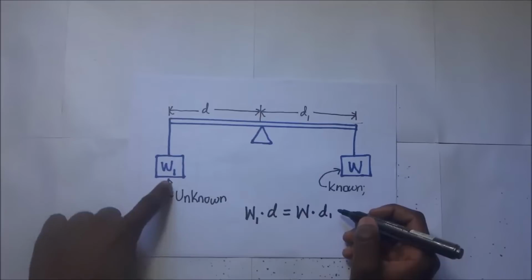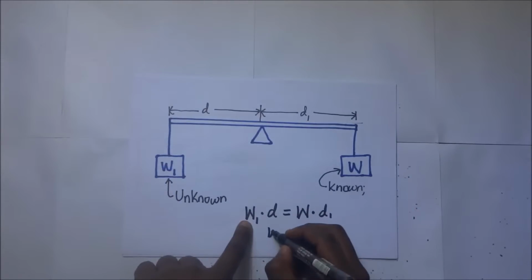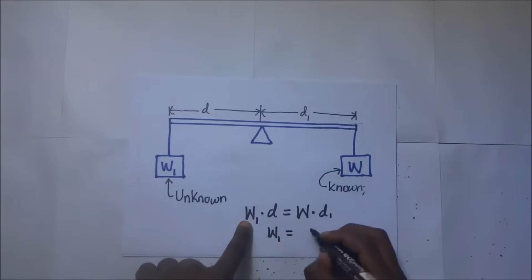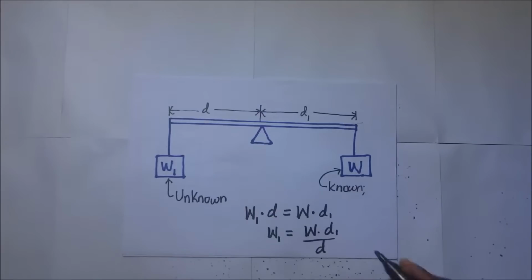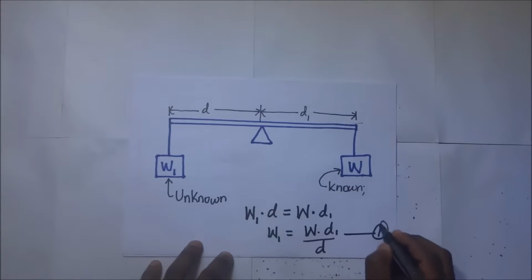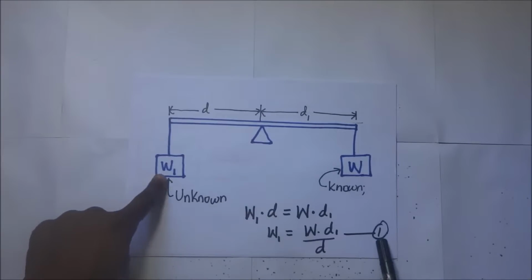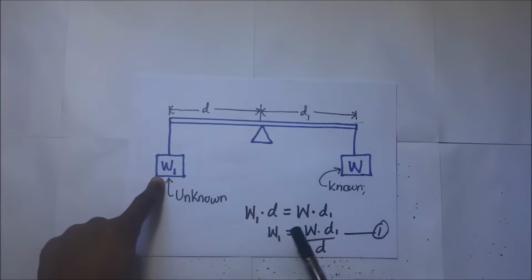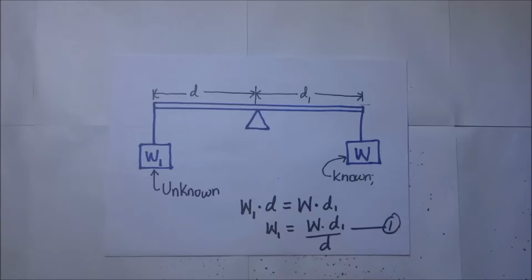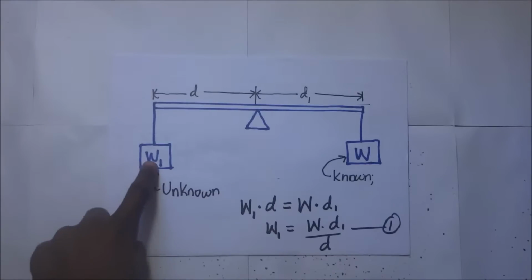Now we're interested in finding the weight W1, so we make W1 the subject of the formula. This is going to end up being W times D1 over D. We call that our expression 1. Expression 1 is actually the weight of this sinker when it is in air.